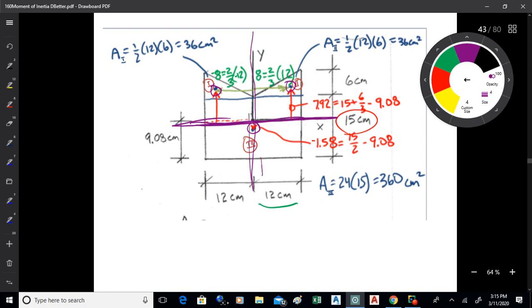We're not going to have to deal with the transfer axis theorem for the large rectangle because the centroid of the rectangle is right on the y-neutral axis. They're equivalent, so there's a 0 offset there, so I don't need to worry about that one.